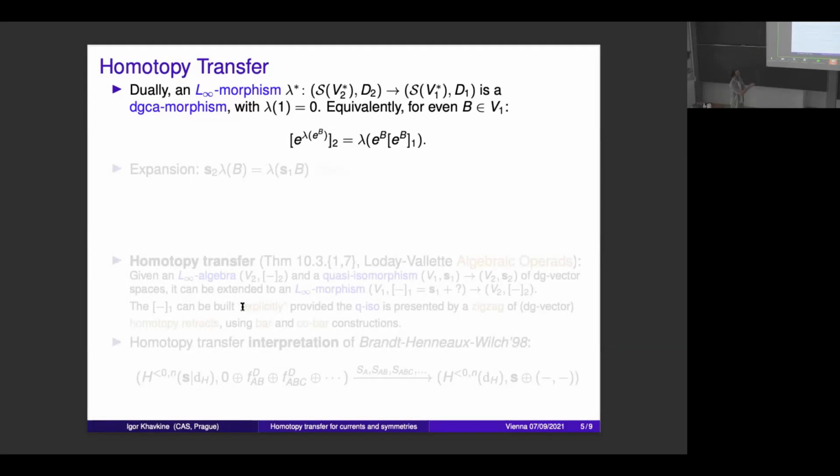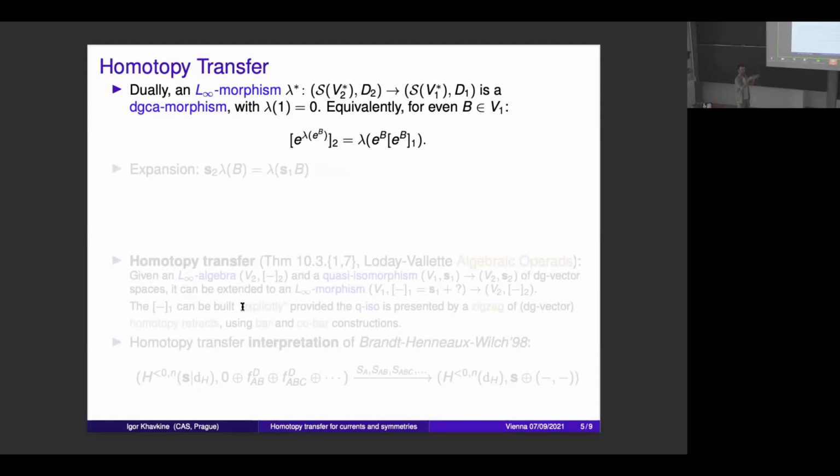We can again use these generating functionals to very succinctly write down the relations between the brackets and the actual morphism. Since we're looking at a morphism of algebras, it's enough to know what this lambda star is on the generators. So it's enough to know what lambda is on V2 star, going into this graded symmetric algebra. And when you remove the star, when you undualize, you end up with lambda being a collection of many brackets again.